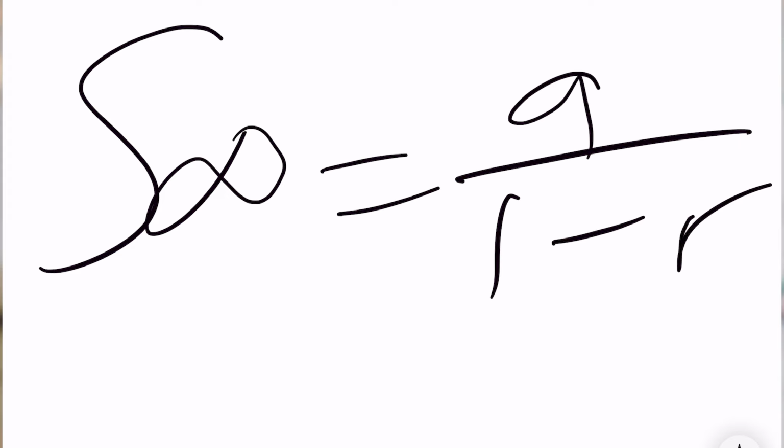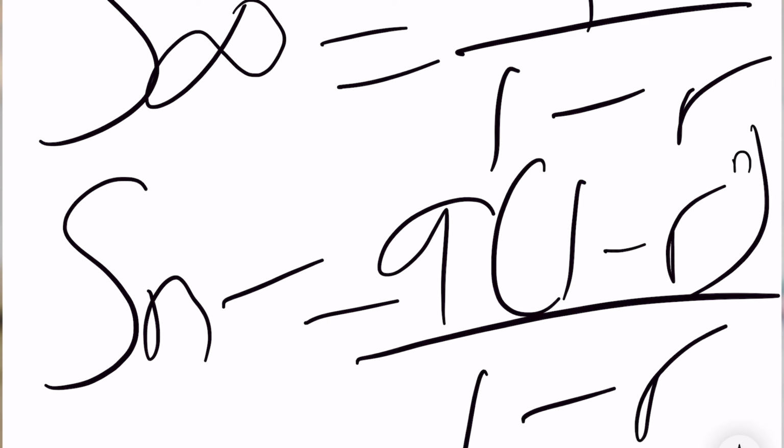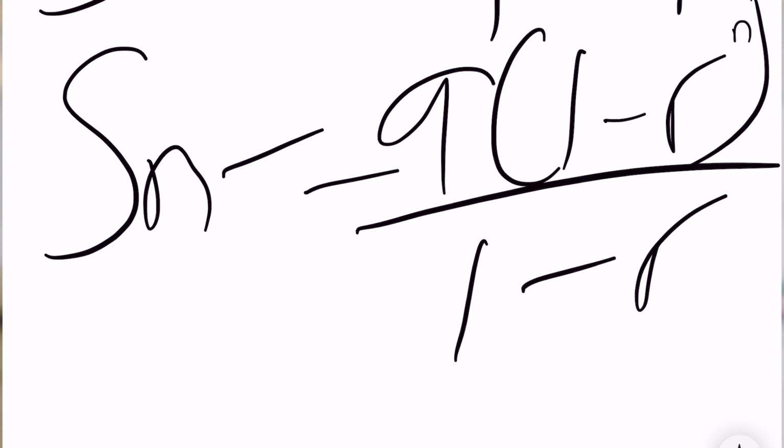The sum to infinity of a geometric progression is S infinity equals a over 1 minus r. For the nth term we have a into bracket 1 minus r^n over 1 minus r. That is if we are to find the sum of n terms, but for infinity it is a over 1 minus r.